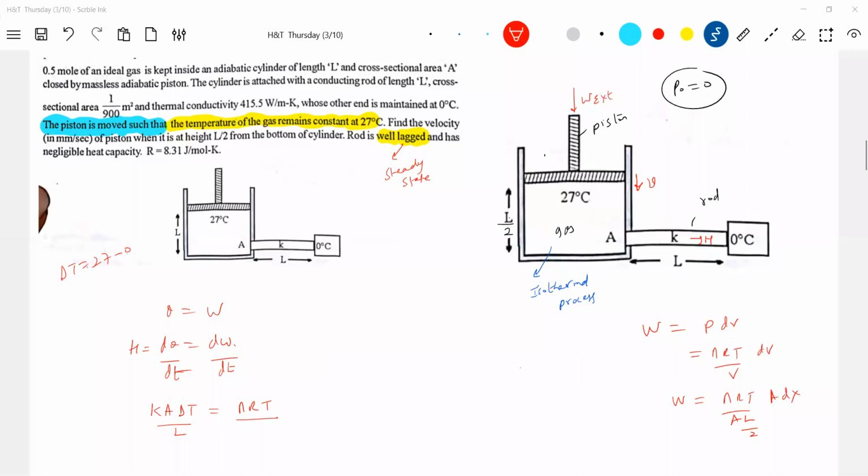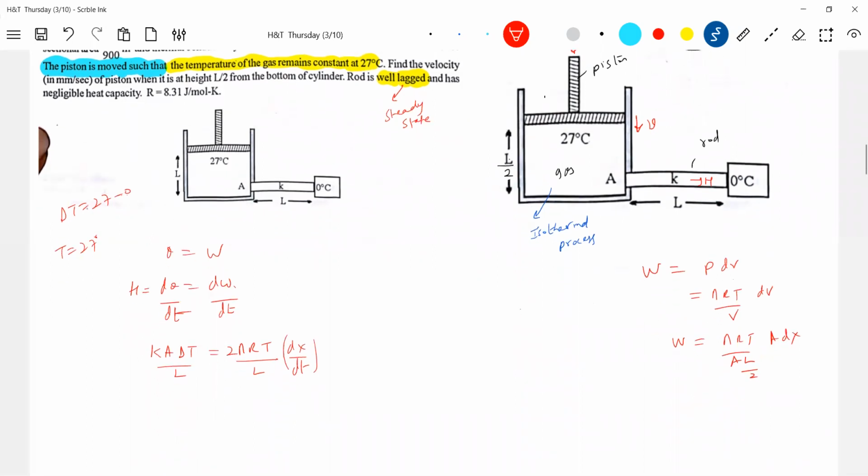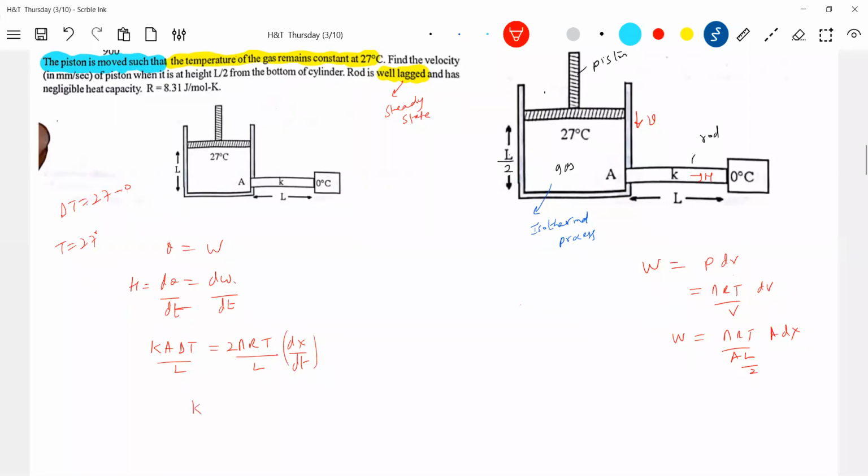This becomes nRT by L, this is dx by dt. I'll write it. What is T? T is the temperature of the gas, 27 degrees Celsius. Substitute this, and this dx by dt is what? It is the speed. Even L gets eliminated. So K A delta T by 2 nRT is equal to V.